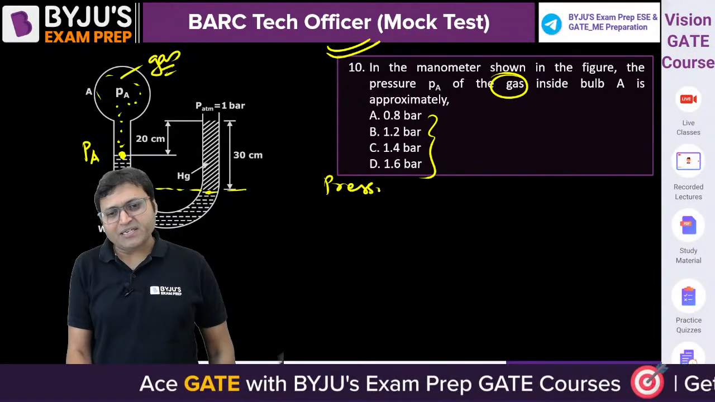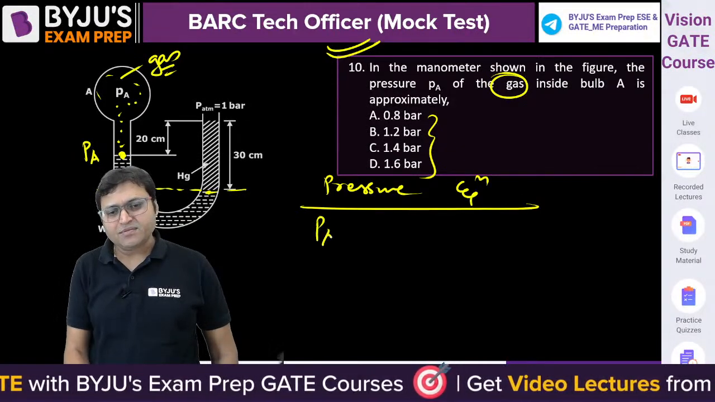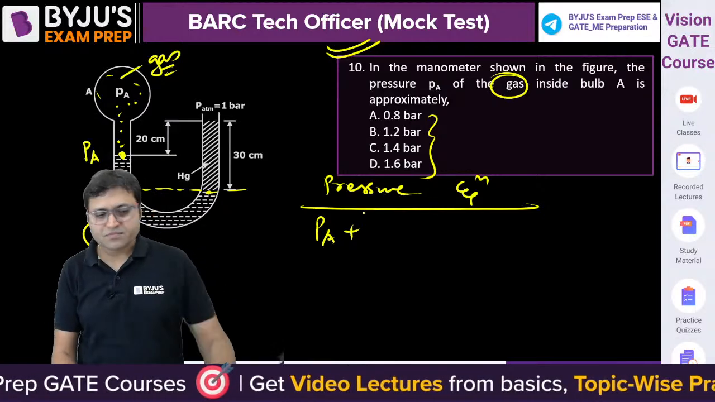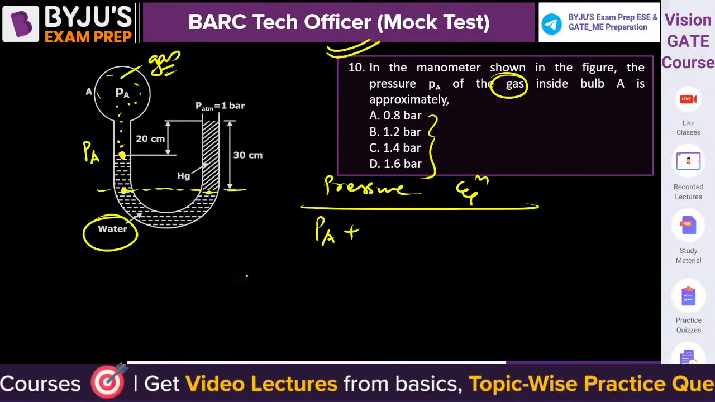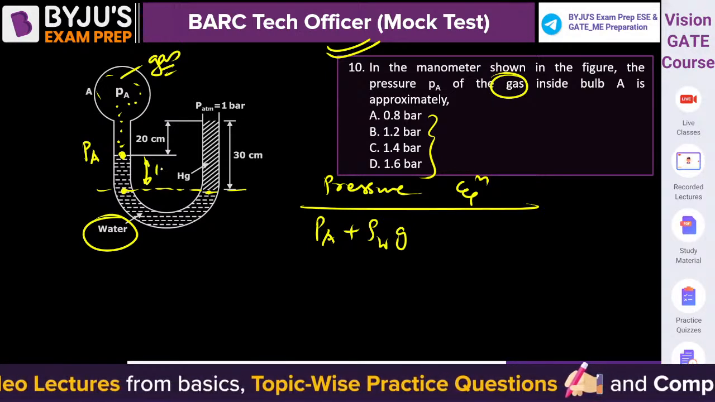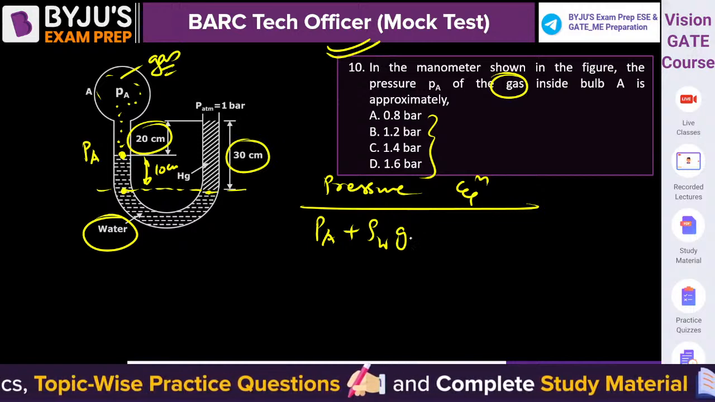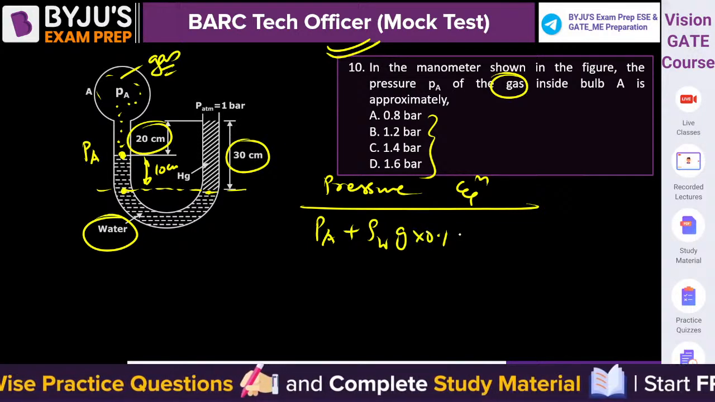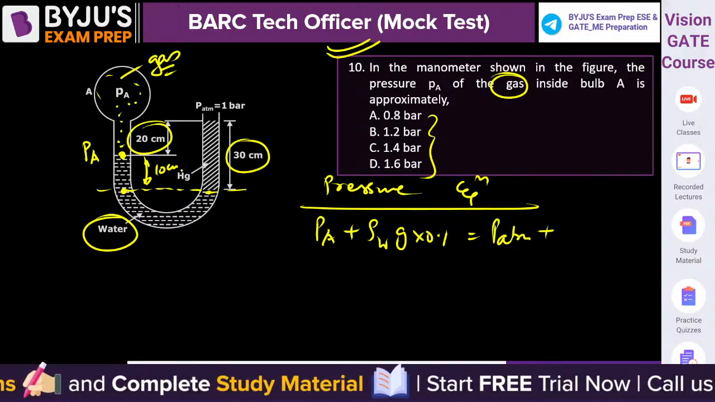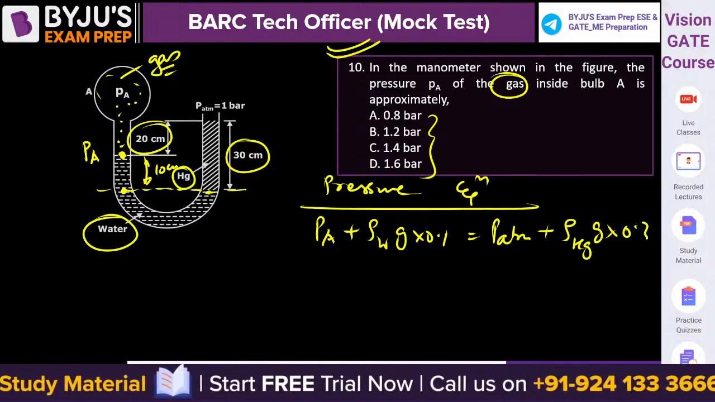If we write the pressure equation, PA plus the fluid is water. This is water. So rho of water into G into this distance, which will be 10 centimeter. Total is 30. This is 20. Then this will be 10. 10 centimeter, that is 0.1, is equal to P ATM plus here it is mercury, rho of mercury into G into 30, that is 0.3.